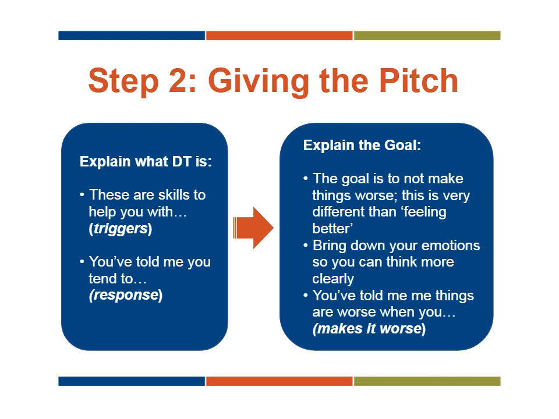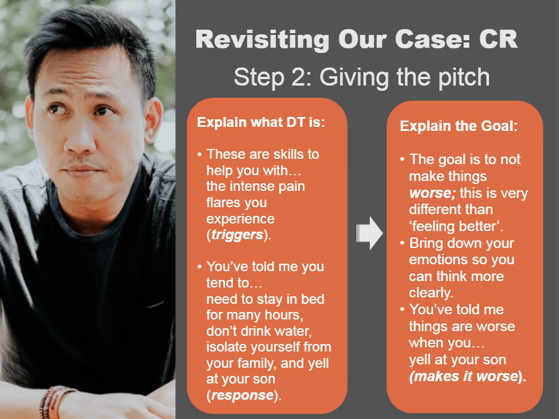Then we move on to explaining the goal to patients. Again, the goal is to not make things worse. And this is very different from feeling better. Our goal is to bring down your emotions so that you can think more clearly. You've told me that things get worse when you, and fill in the blank based on what the patient has said about how he or she makes the situation worse. So based on what Patrick just said as a great template for how we can explain distress tolerance and get that buy-in from our patients, let me walk you through how we would do that with our case.